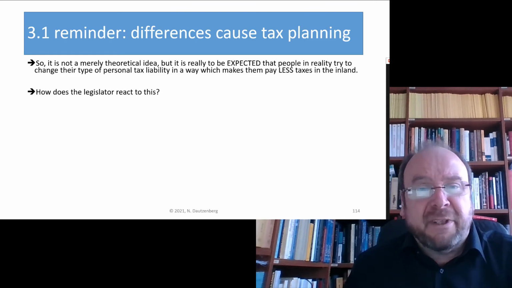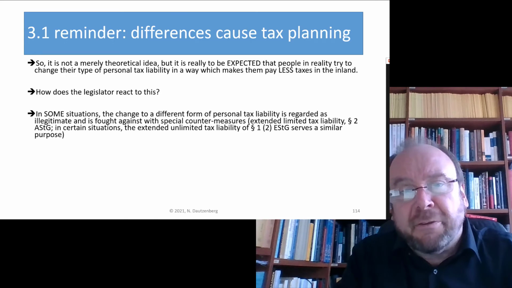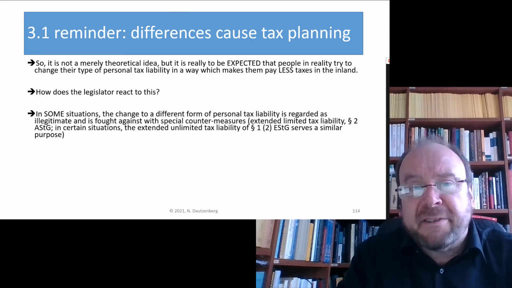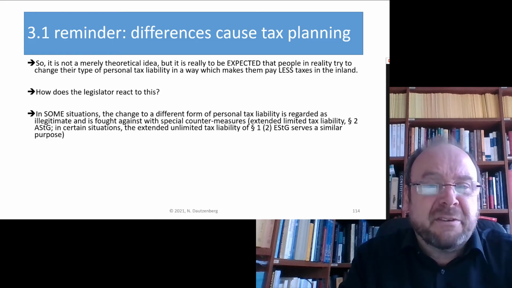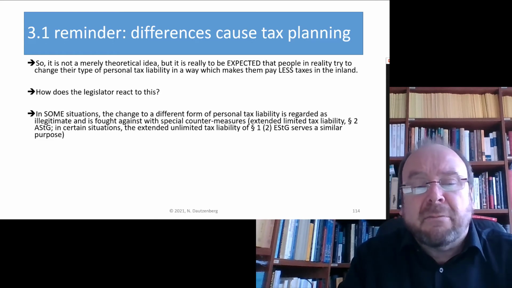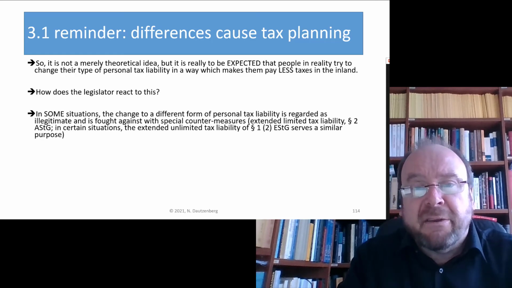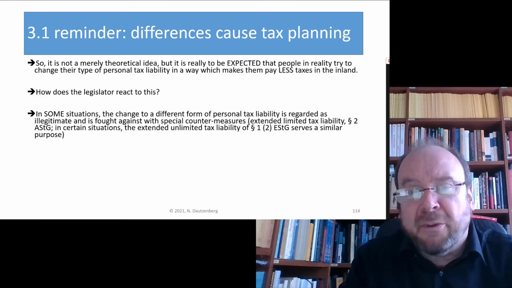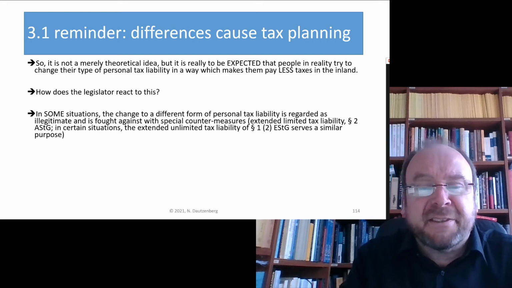Now the question is if the legislator likes that or not, and now the answer is different. In some situations, the tax legislator regards it as okay, excusable, adequate, or even desirable if somebody who is a limited tax liability taxpayer crosses over to unlimited tax liability. There might be cases where limited tax liability is regarded as illegitimate or as a source of probably unfair tax advantages, and so is fought against with special countermeasures.